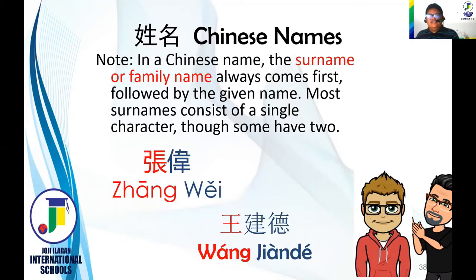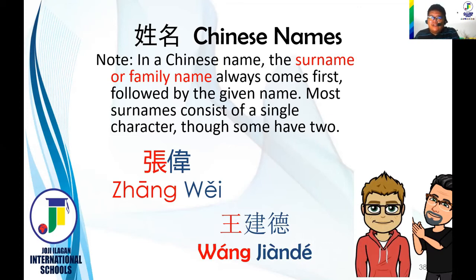Here are some facts about Chinese names. In a Chinese name, the surname of that person comes first, or family name comes first, followed by the given name. Most surnames consist of a single character, though some have two, like Situ or Sansun or Ersun, not very common surnames. They have two characters or two syllables, but they're not very common. The common Chinese surnames are single characters.